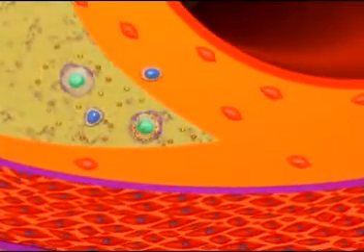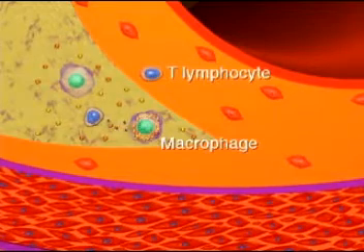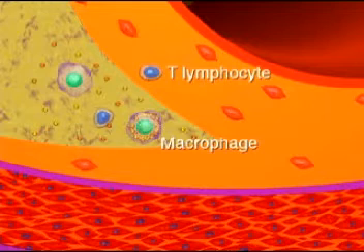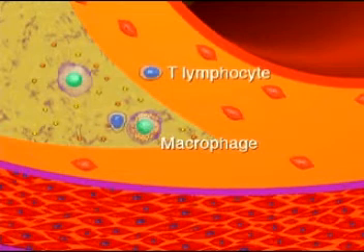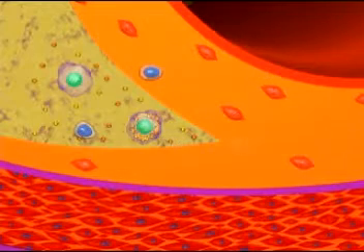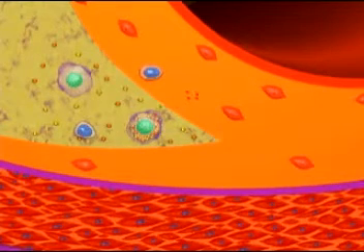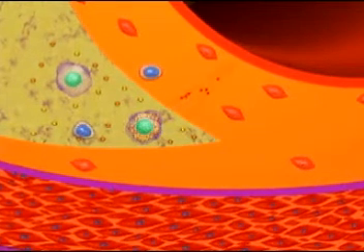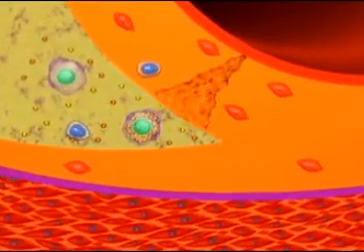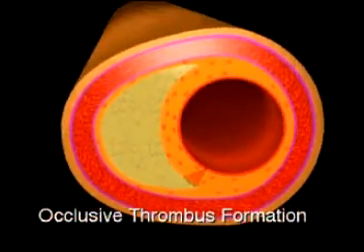Leukocytes, such as the T lymphocyte, can send signals to the macrophage, either soluble signals, or it can activate the macrophage by contact. The activated macrophage can then secrete various mediators, including matrix metalloproteinases, which are enzymes that can weaken the collagen in the plaque's fibrous cap, making it susceptible to rupture.